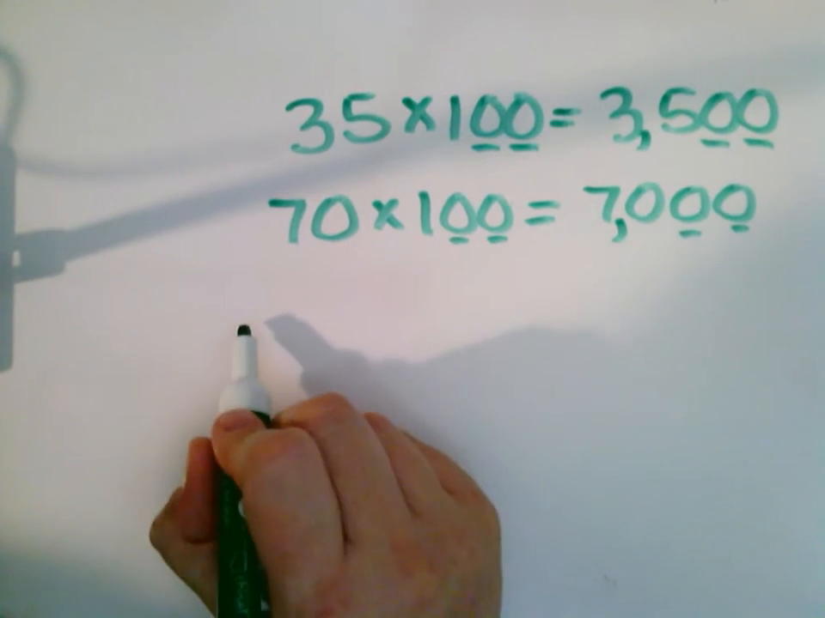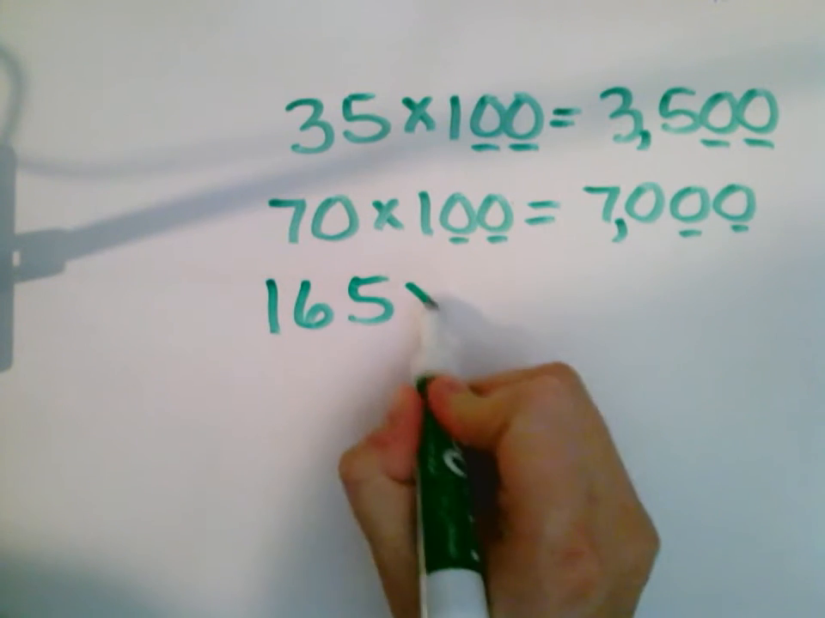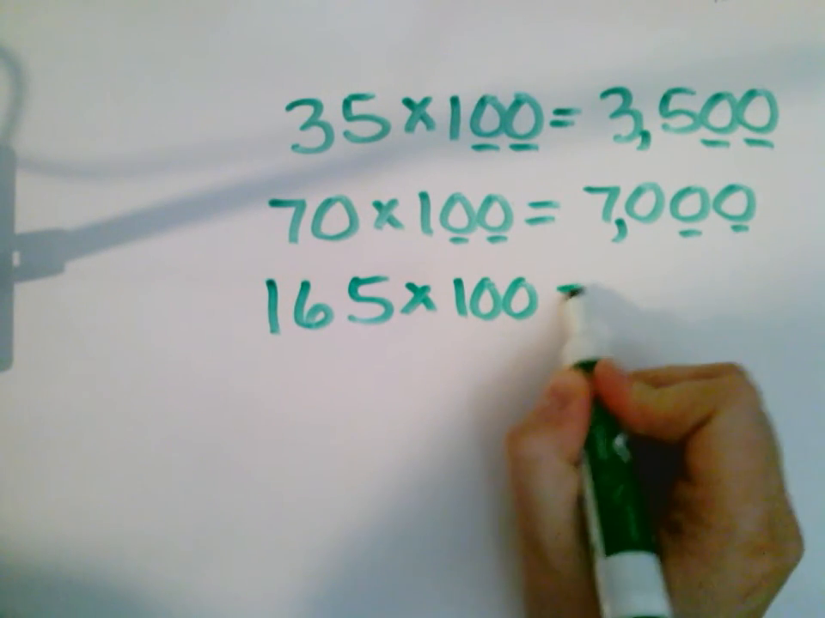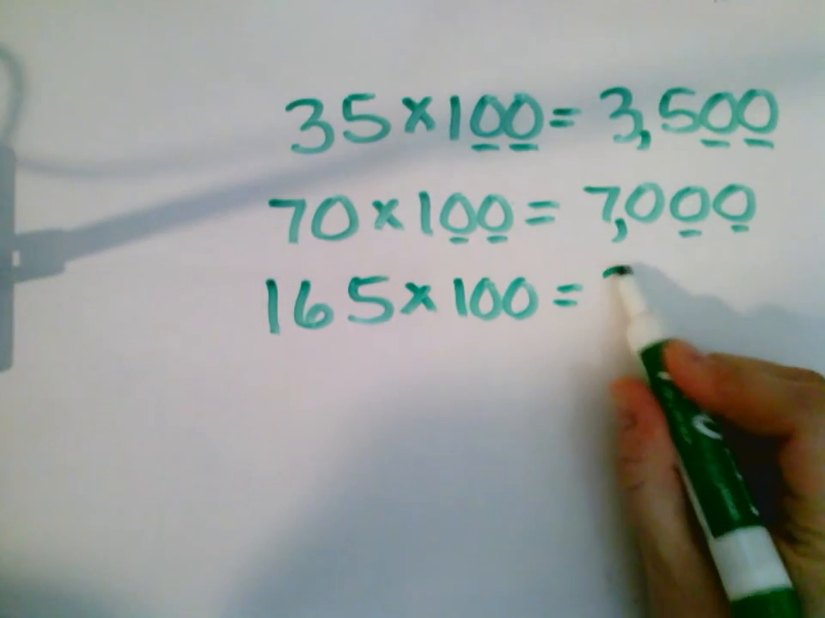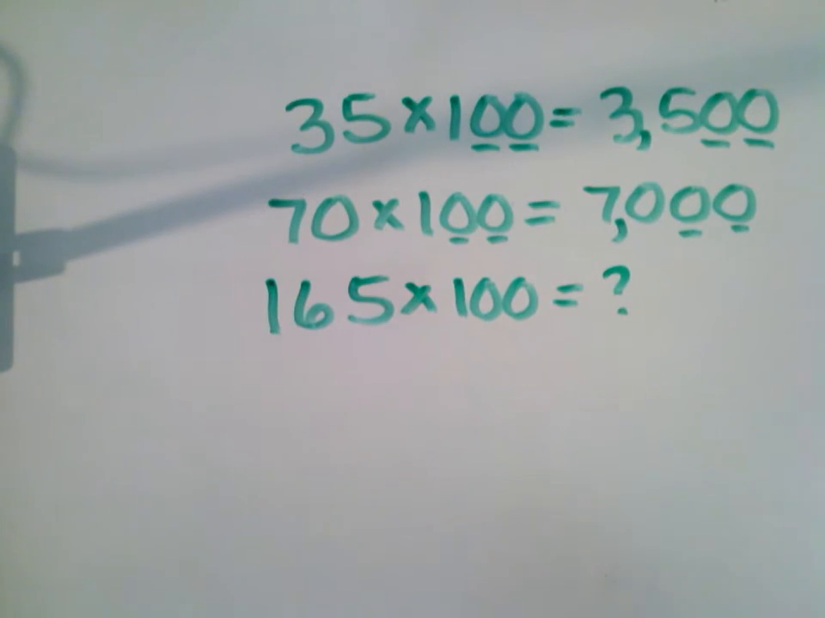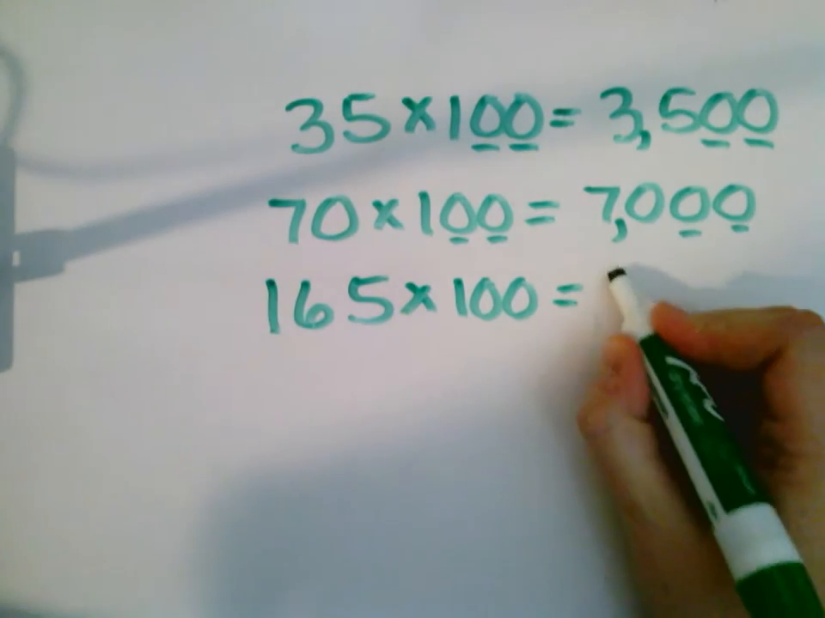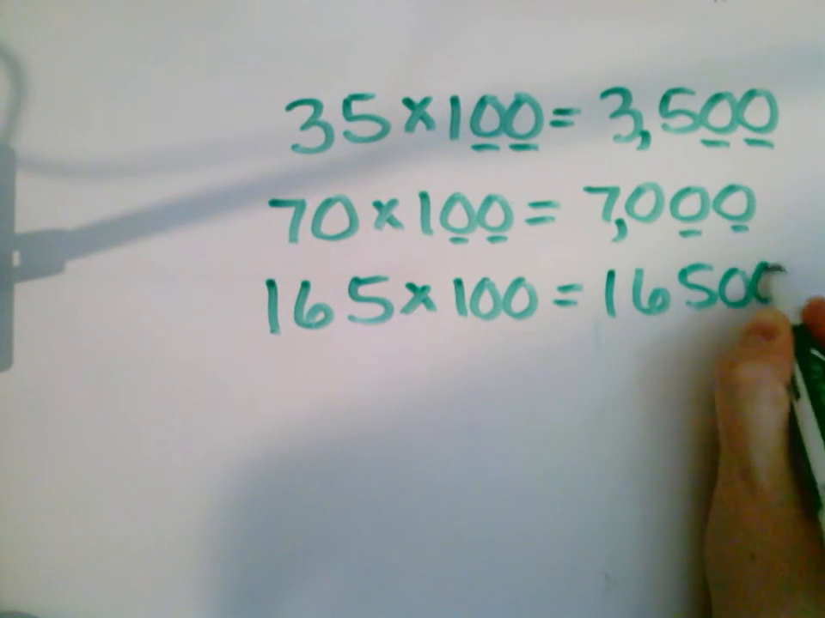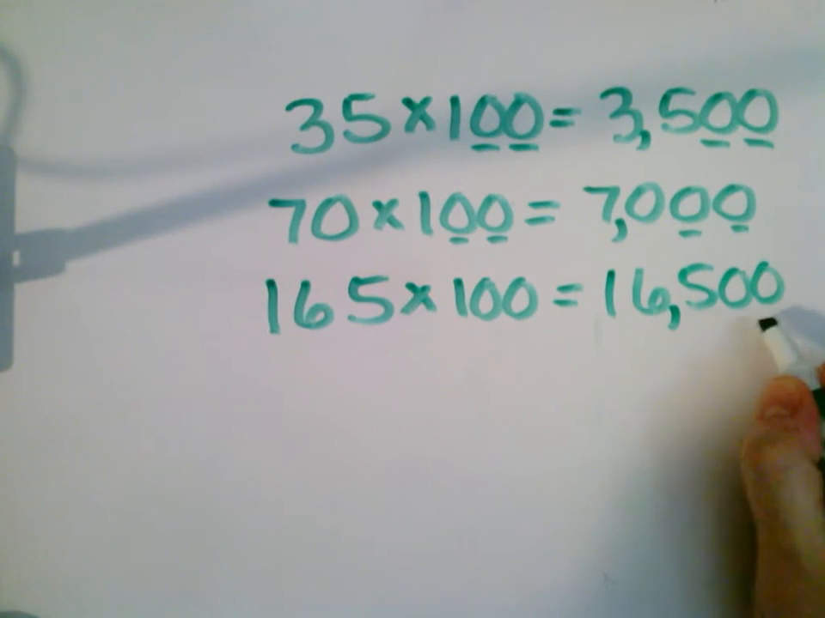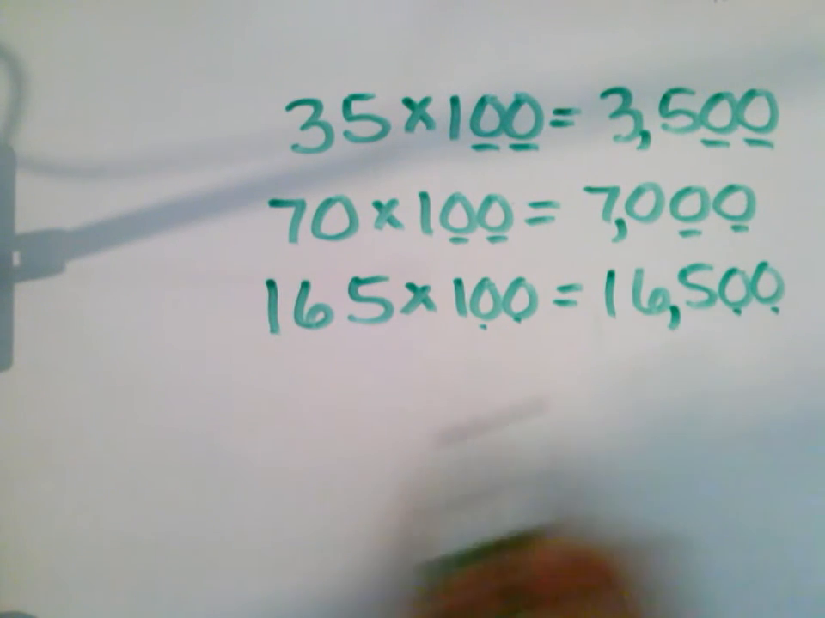Let's try an even bigger number. What if it was 165 times 100? What do you think that answer will be? That's right, 16,500. All we're going to do is put those 2 zeros on the end of 165.